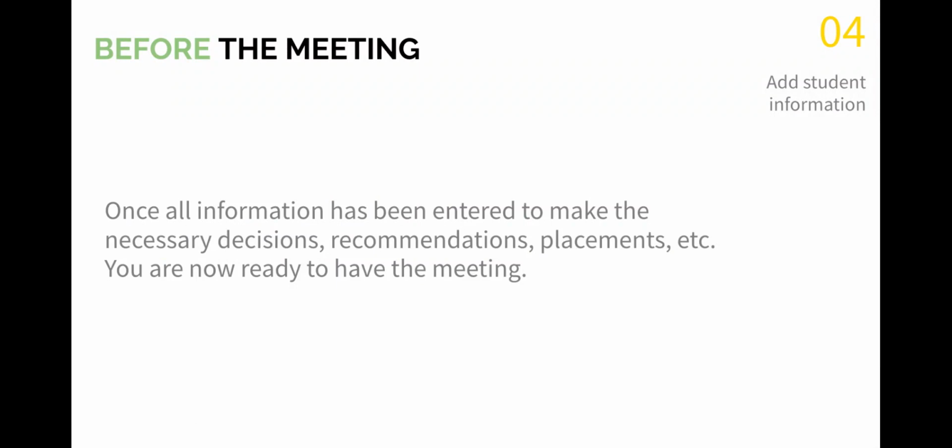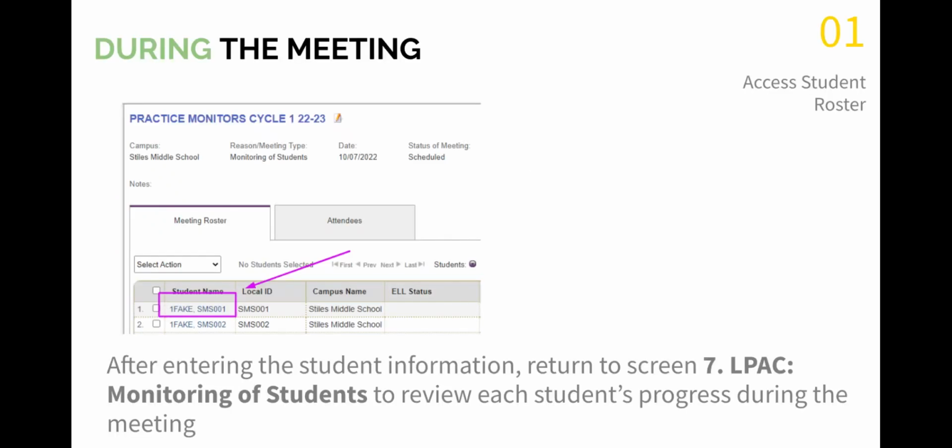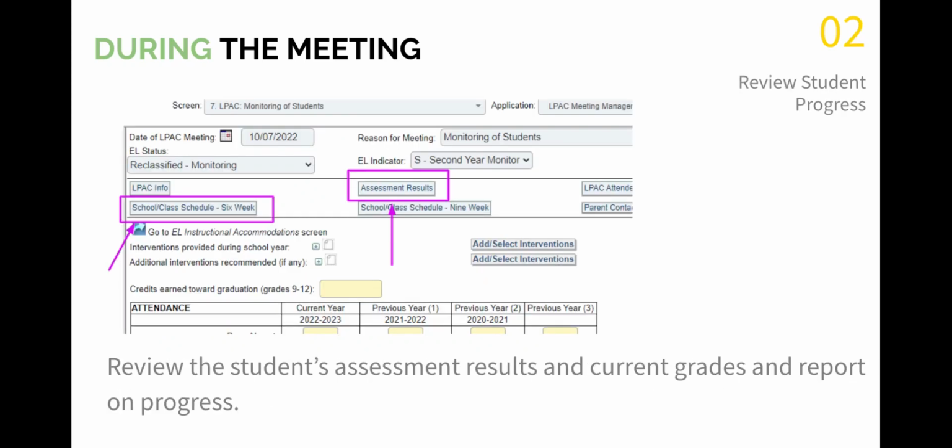Once all information has been entered to make the necessary decisions, recommendations, placements, etc., you're now ready to have the meeting. During the meeting, we're going to access the student roster. We're going to review student progress information and obtain signatures. After entering the student information, we're going to return to screen 7, LPAC Monitoring of Students, to review each student's progress during the meeting. Review the student's assessment results and current grades and report on progress.